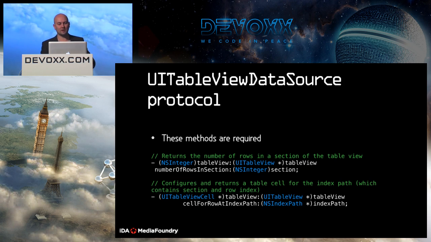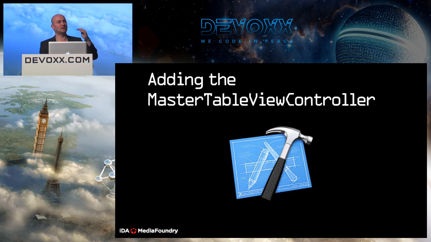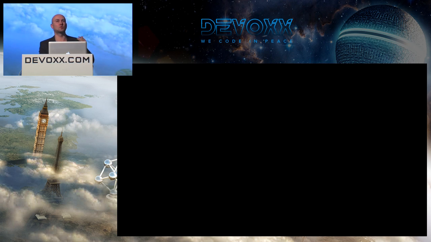For this time, it suffices to show you the number of rows in section. This is really to tell you, in this section, I have this many rows. So it knows how many cells, in the end, can end up in your table view. The second method is cell for row at index path. This is where you create your cell, and this is also where you put the data in that cell. Again, Xcode will help you a great deal with generating this code, so don't worry, it will be there when we start generating this.